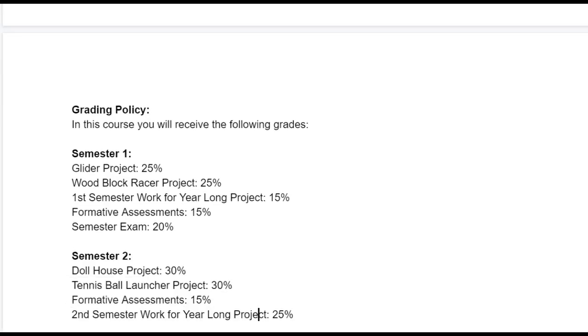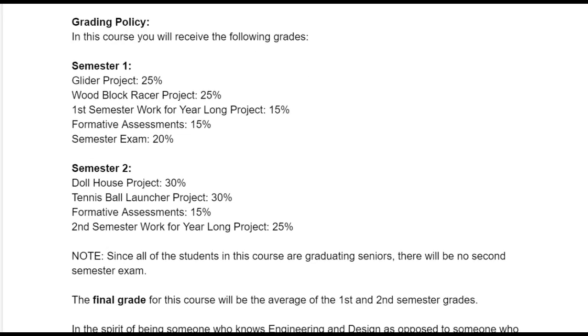So how do you get a grade? Okay, so there are going to be bits and pieces. Each project will have its own grading scheme, which will be given to you at the beginning of that project. So there'll be a whole grading scheme that goes along with each of the components: the glider project, the wood block project, the dollhouse project, the tennis ball project, and the year-long project.